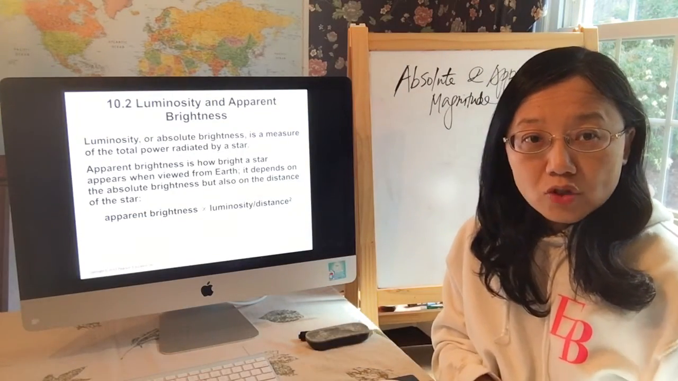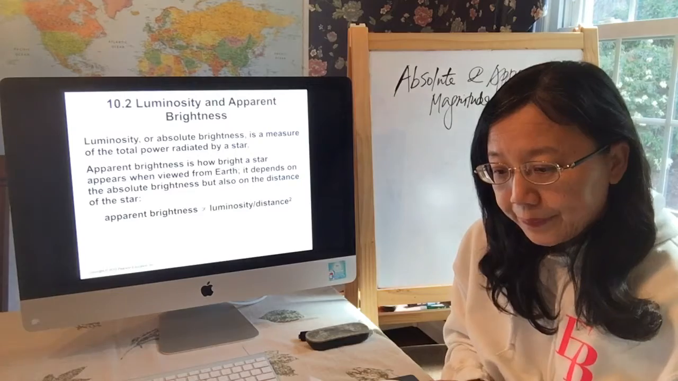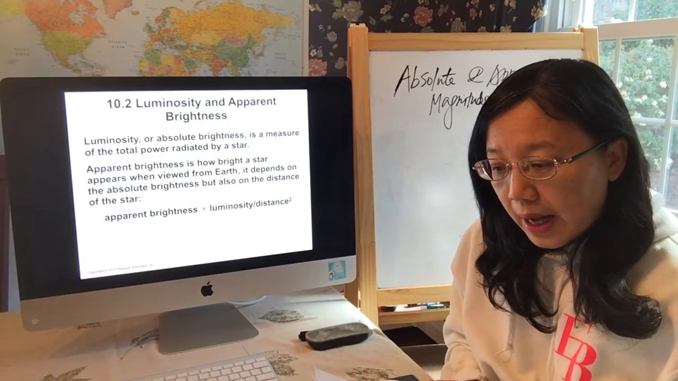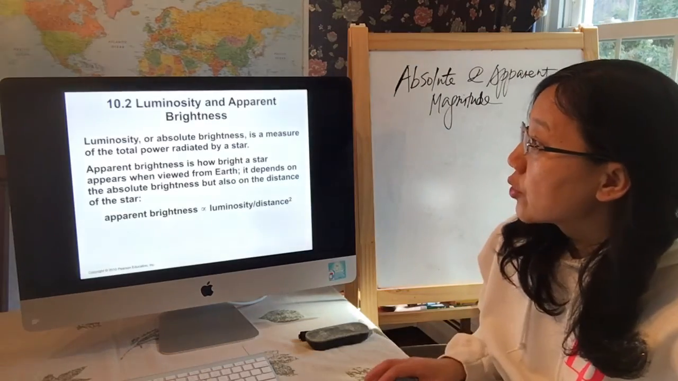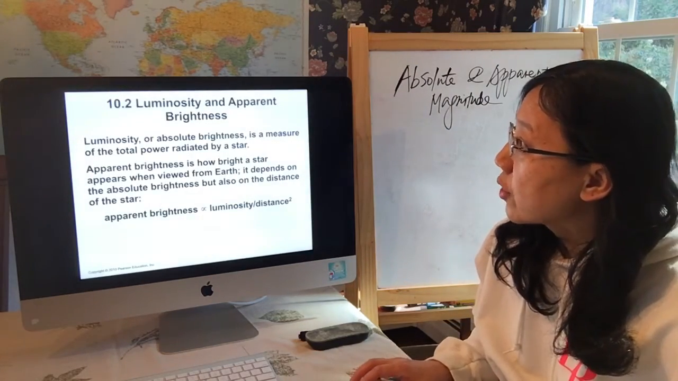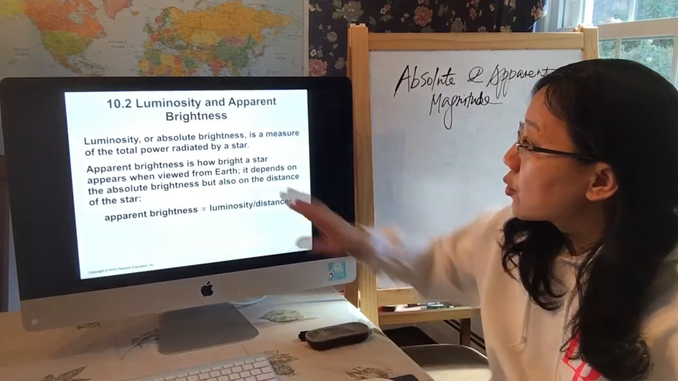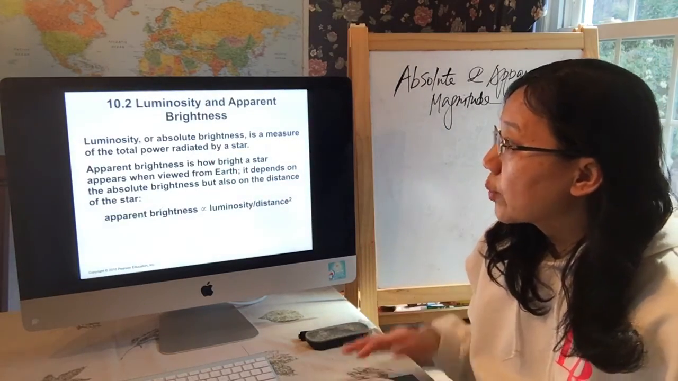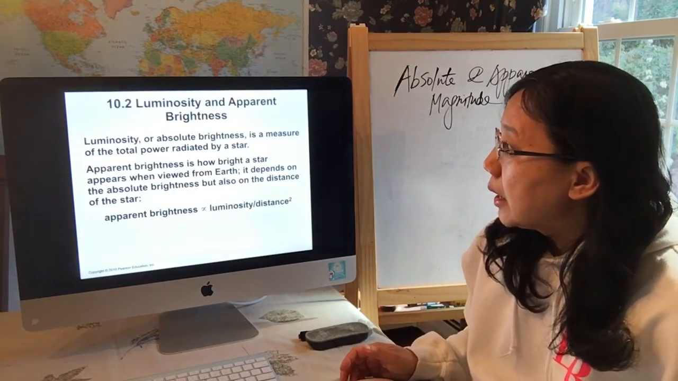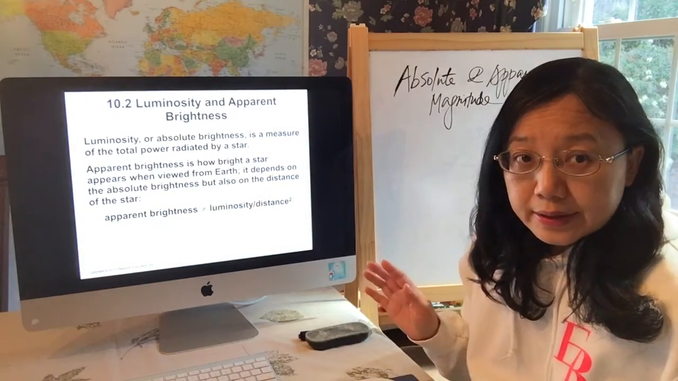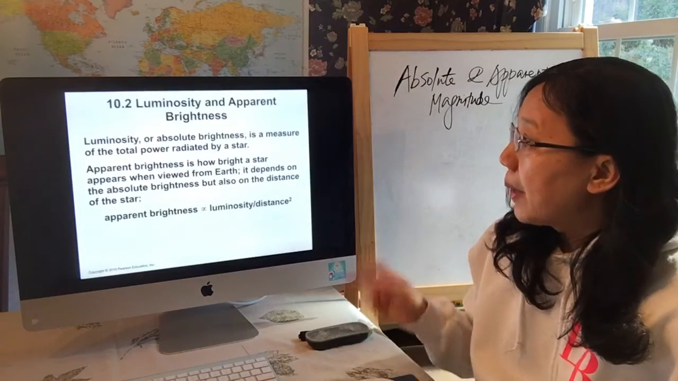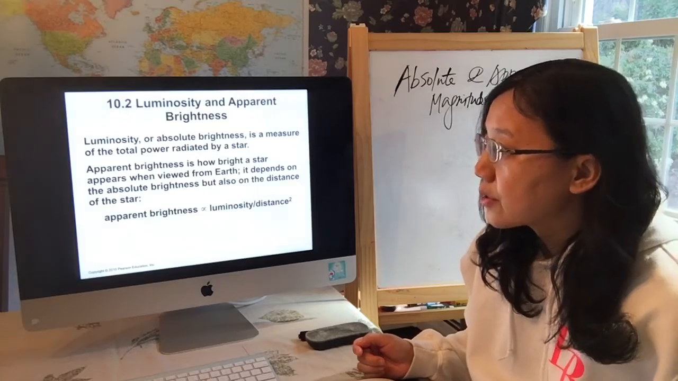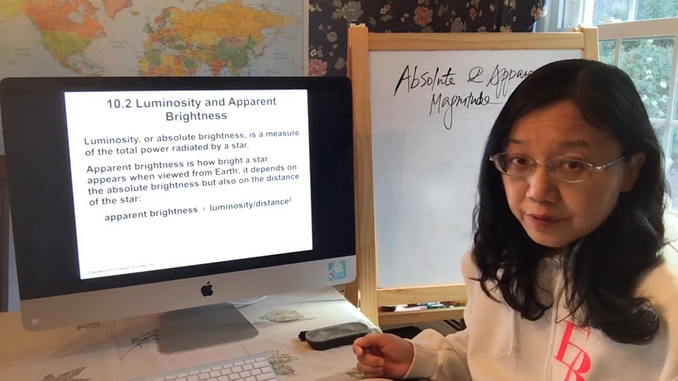Okay, so today I want to review the exercise sheet we did for apparent and absolute magnitudes of stars. If you look at the slideshow here, I want to review the concept first. Again, the absolute brightness, or sometimes we say luminosity, is the actual light a star emits. On the other hand, apparent brightness is how bright a star appears when you view it from the Earth.